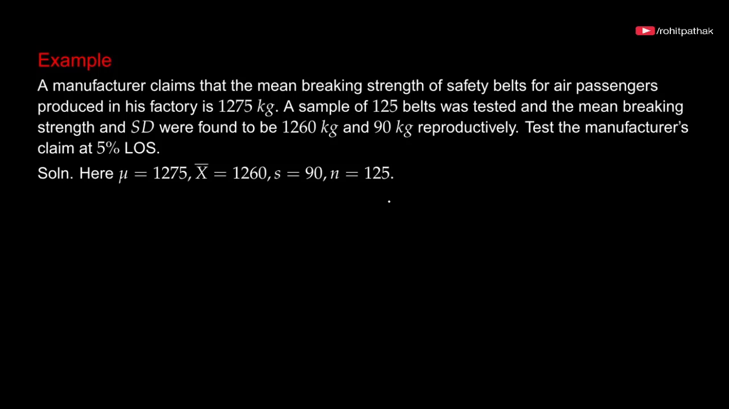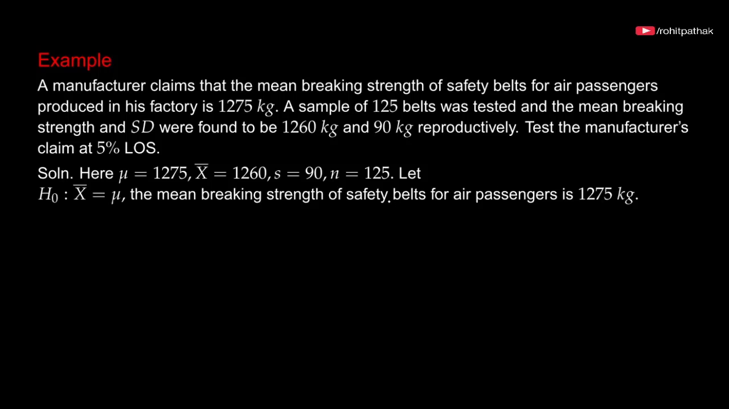So here mu, that means the population mean, is given as 1275 and the sample mean is found to be 1260. The sample standard deviation is 90 and the sample size is 125. Here we have to set the null hypothesis as x bar equal to mu. That means the mean braking strength of safety belts for air passengers is 1275 kg. That means there is no difference between the sample mean and the population mean, and the difference, if any, is due to fluctuation of sampling.